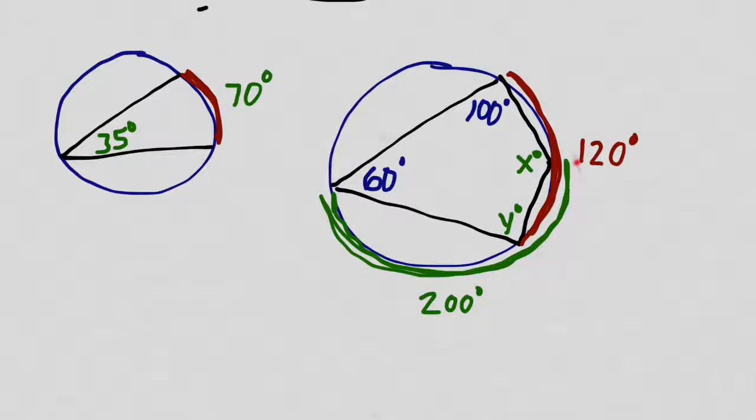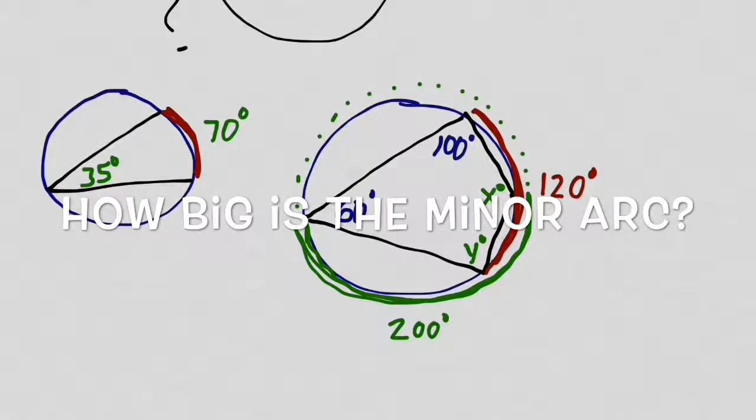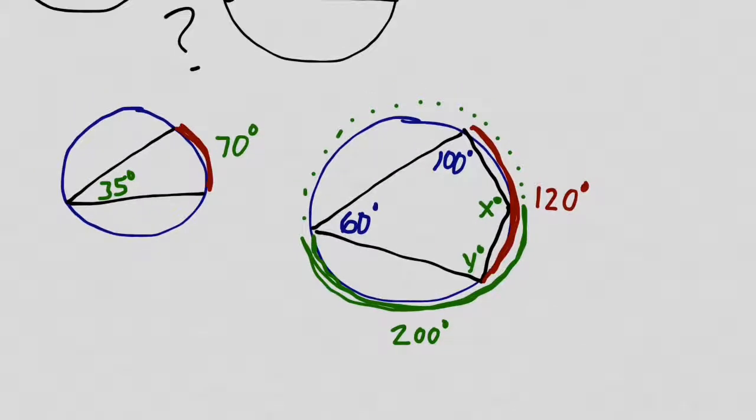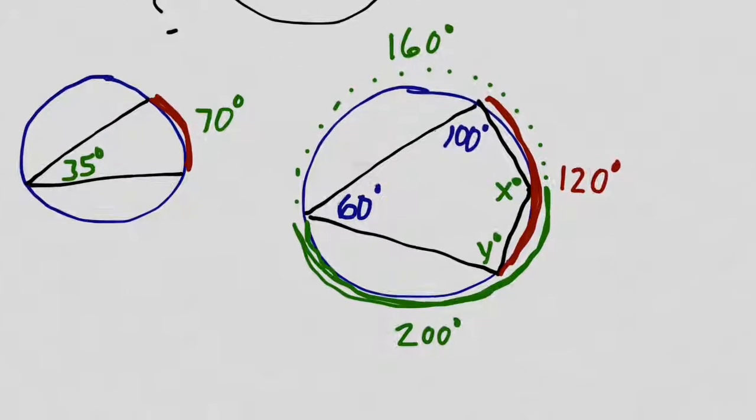If this is 200 degrees, on the other side we get an arc that's how big? You guessed it, 160. And in a similar way, you can probably guess, take a moment and share with a neighbor, what do you think this is going to be? The major arc related to this minor arc. Well, since this is 120, on the other side we get 240.